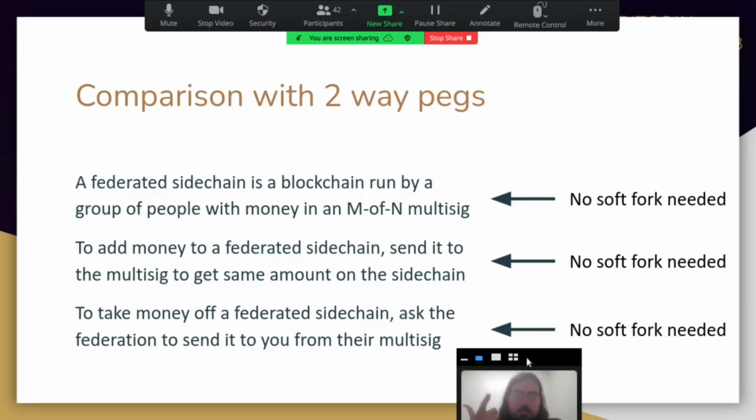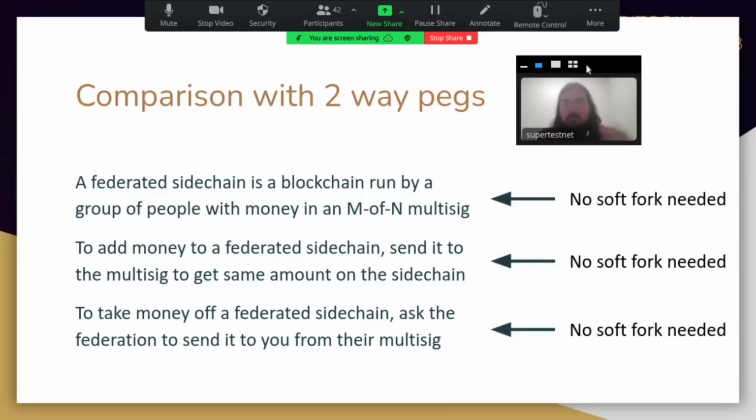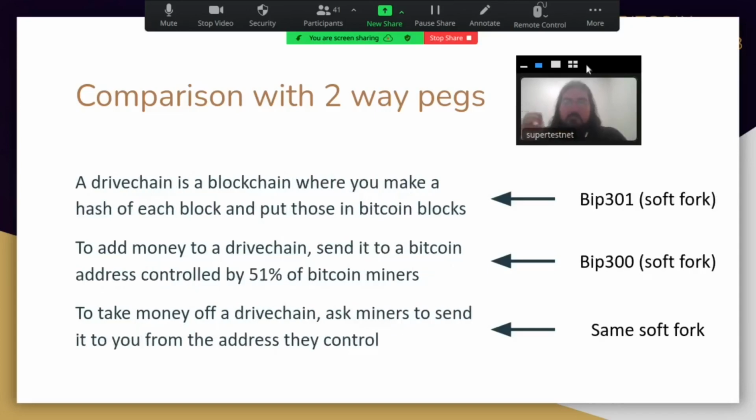Liquid does this, Rootstock does this, Stacks does something a little bit different. But the federated sidechains work pretty well, and I think they're good. They do have a problem, which is that you have to trust the people who are holding your money, and there's nothing stopping them from stealing it except their reputation. So that's federated.